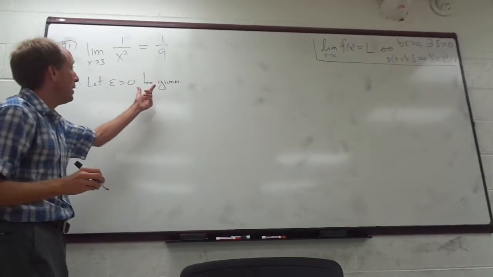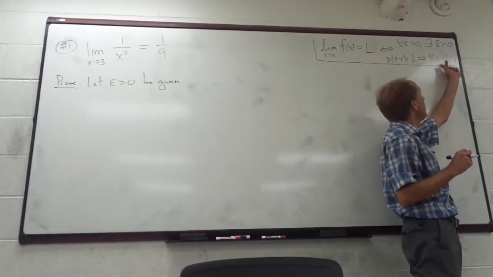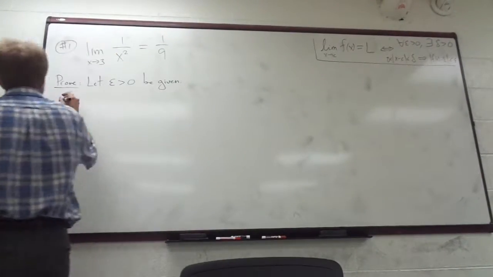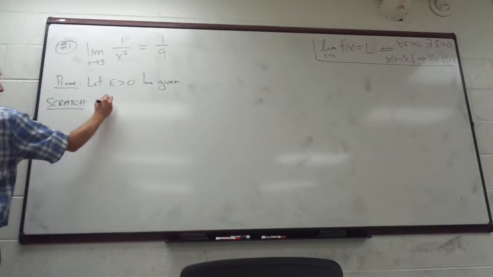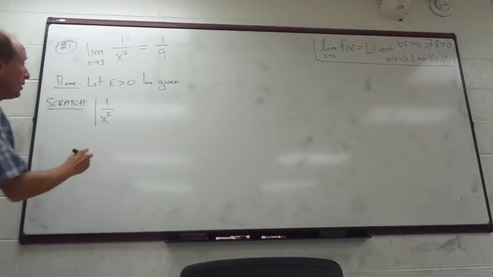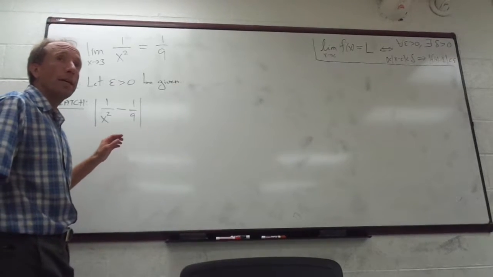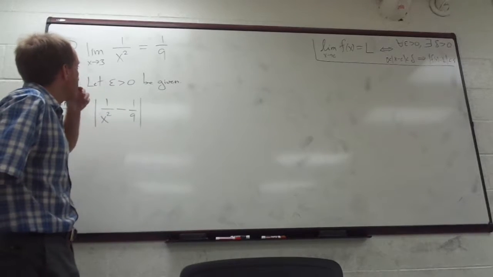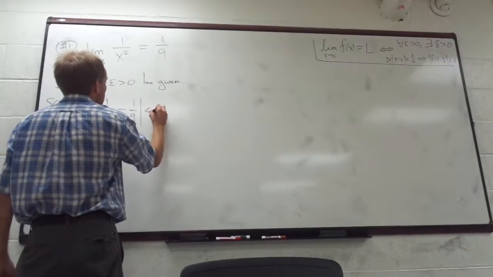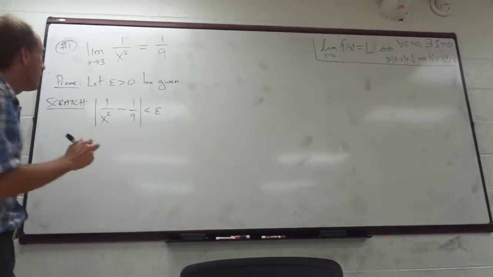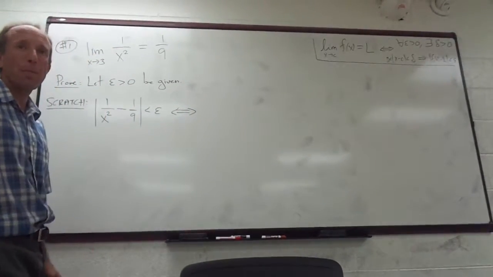So our job is to cook up a delta, and we want f of x minus L to be less than epsilon. Let's write down what that would look like as scratch. We'd have f of x is 1 over x squared, and L is 1/9, and we want this to be less than epsilon. So we want to end up somehow with this thing being less than epsilon at the end of the day. Agreed? Okay, so what would you suggest I do in terms of the scratch work here, working backwards?